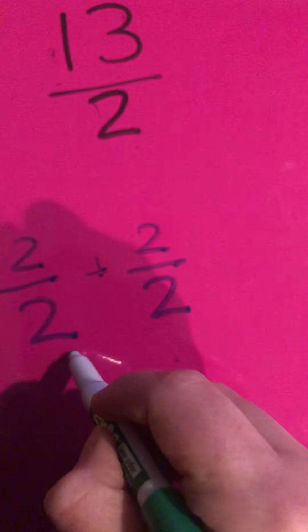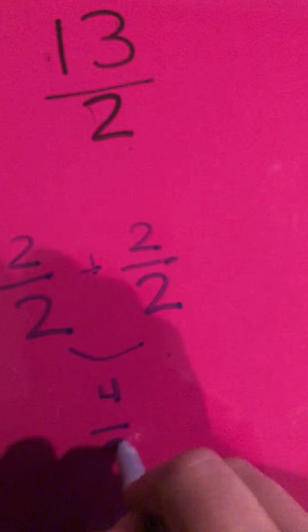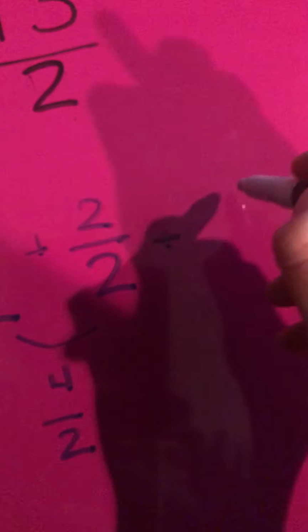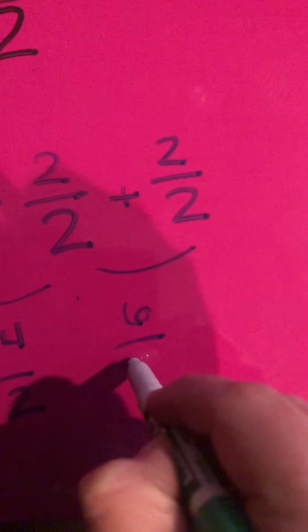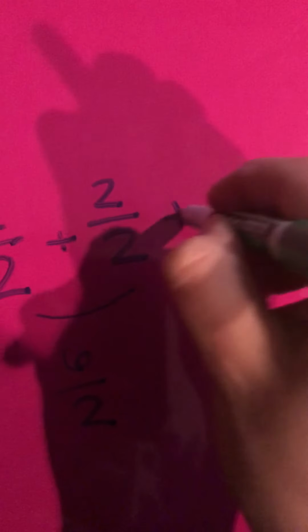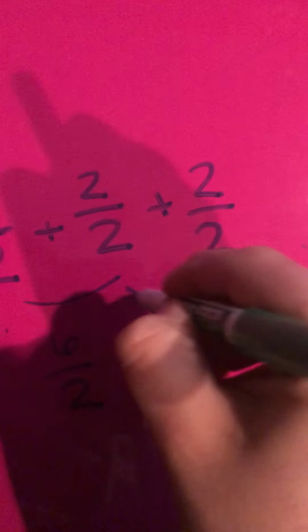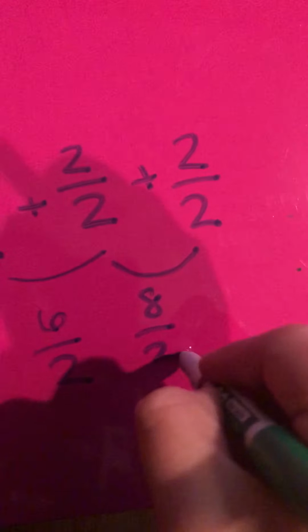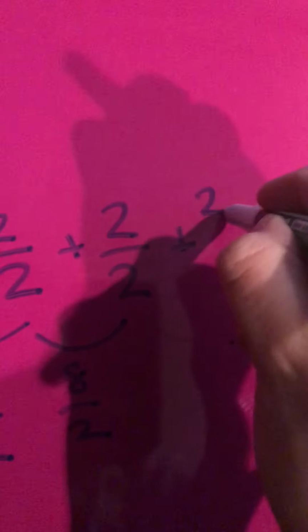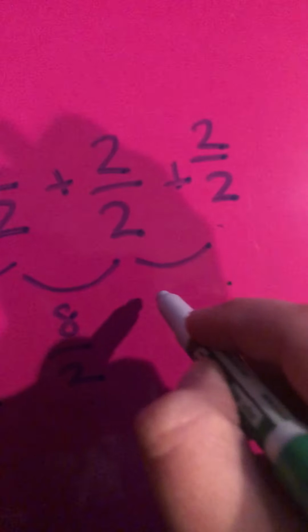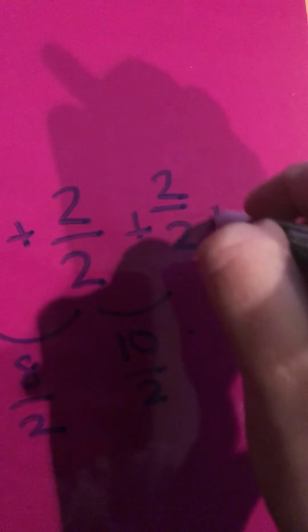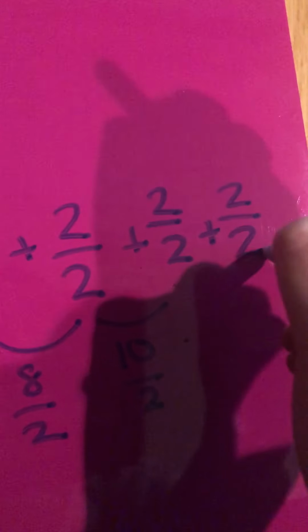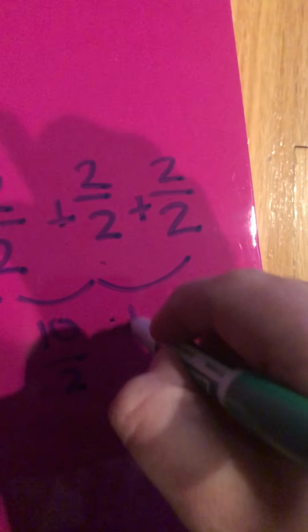2/2. I know that this gives me 4 halves so far. Let me add another one, plus 2/2. So I know that this gives me 6 halves, plus 2/2. So I know that gives me 8 halves, plus 2/2. That's 10 halves, plus 2/2. I'm running out of space over here. Gives me 12 halves. And then I need to get to 13 halves.